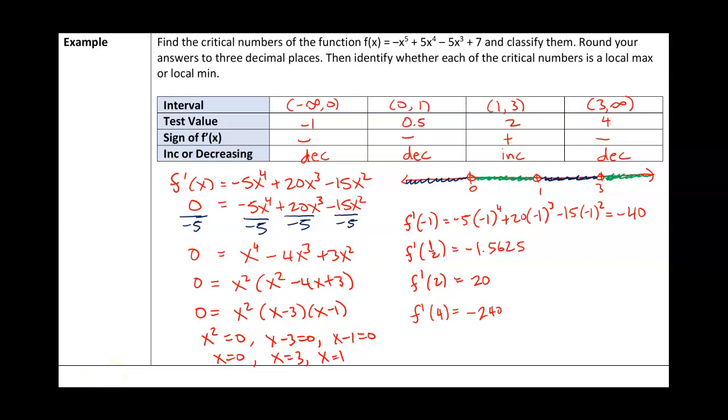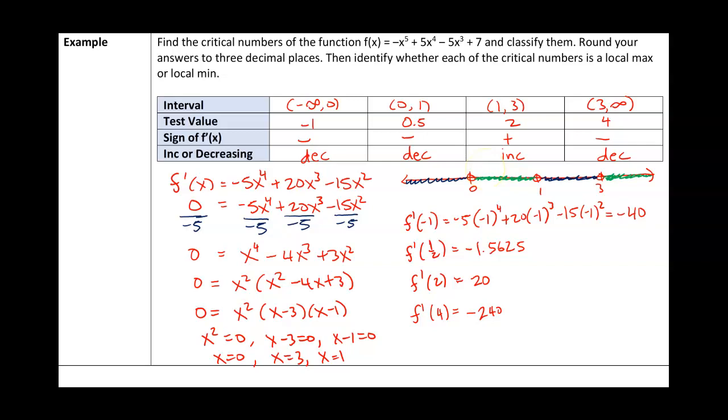Okay, let's continue with this since the last video cut me off. But so I'm gonna go over this one more time. My intervals were negative infinity to 0, 0 to 1, 1 to 3, 3 to infinity, as you can see from this number line, where 0, 1, and 3 were my critical points. So we always list the critical points and then partition off the number line based on those.